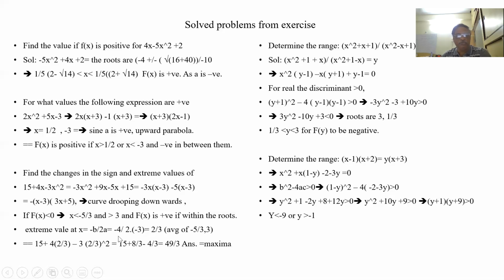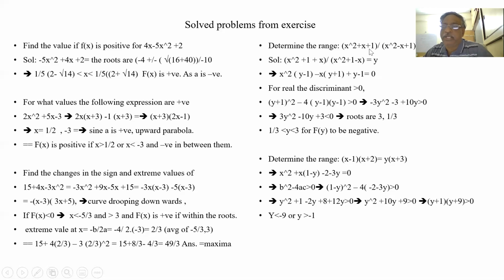So if I substitute this minus b by 2a value of x into the equation, I am getting 49 by 3 as my maxima. This is maxima because it is a drooping down curve, I will have a maxima because my slope f double dash x is down.